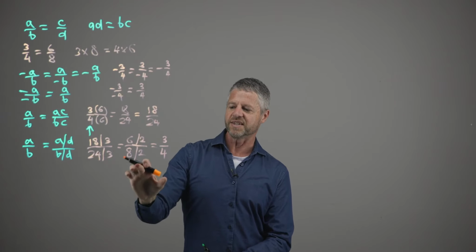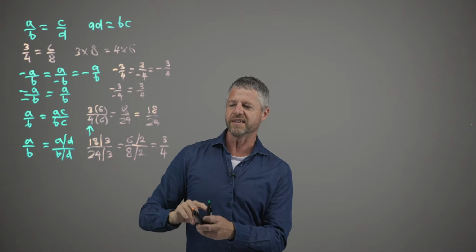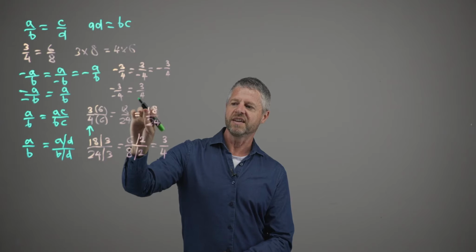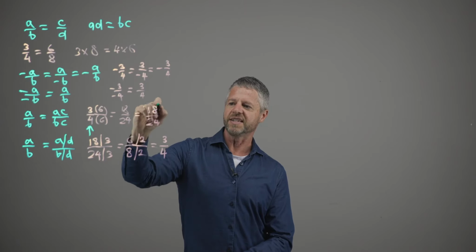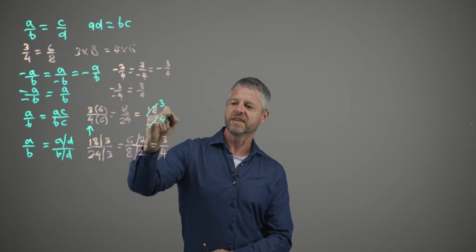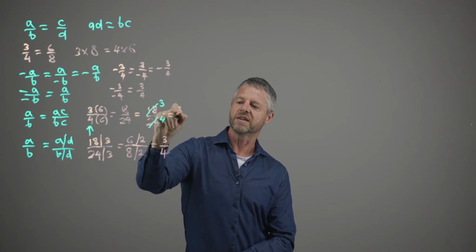Instead of doing all these divisions and writing it out longhand, one way to make this a little bit quicker is to say, okay, 6 is a common factor. How many times does 6 go into 18? It goes 3 times. And then how many times does 6 go into 24? It goes 4 times. And so we've got 18 over 24 is the same as 3 over 4.